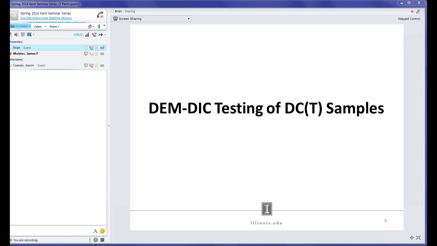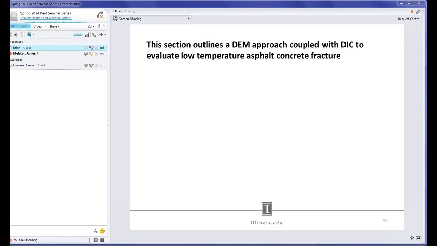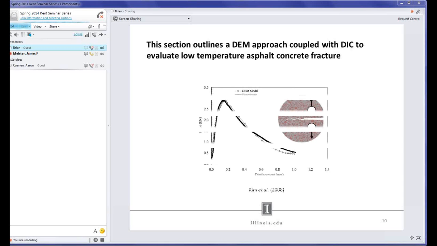Kind of the more interesting stuff for me is using discrete element modeling with digital image correlation testing of DCT samples. There's been a lot of work with discrete element modeling, whether it be here or other universities. And I'm going to focus on low temperatures, so I know that there's been a lot of work looking at prediction of modulus and other properties, whether it be a heterogeneous simulation or a homogeneous discrete element model simulation. But I'm going to focus only on low temperatures.